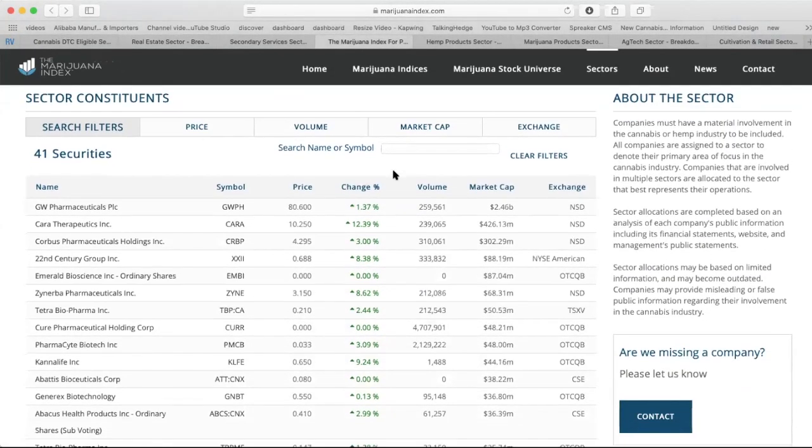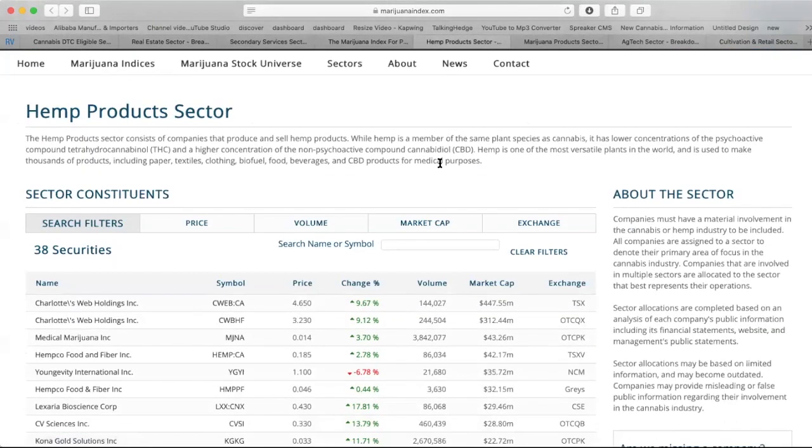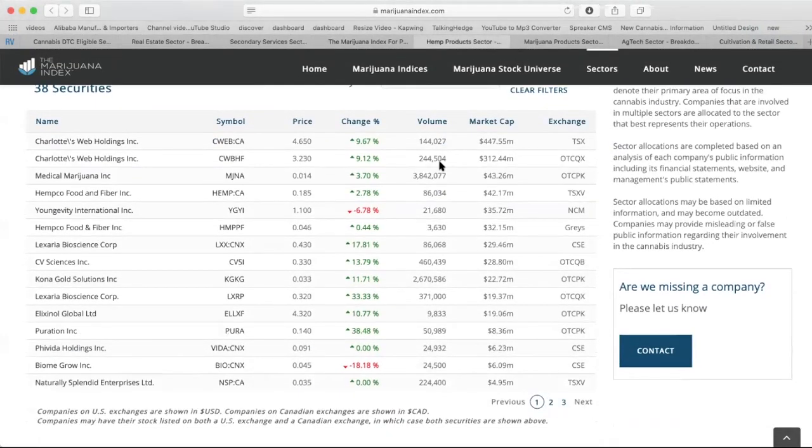Looking at the biotech sector, across the board, that is up. So Cara is up 12%. That's within our own cannabis index. Canna Life is up 9%. Looking good there. The hemp product sector is also up 9% for Charlotte's Web, 9% for another one of Charlotte's Web, Canada and the U.S.